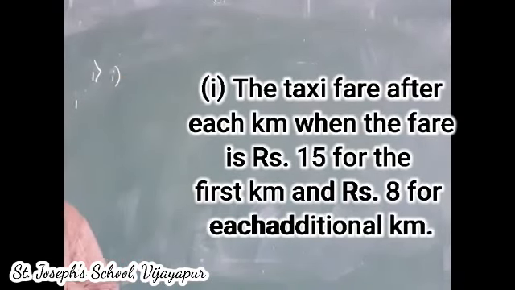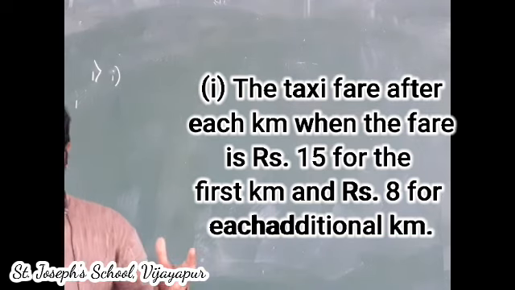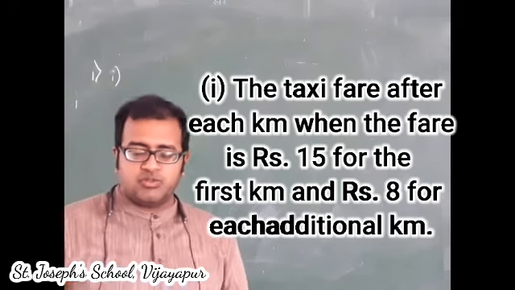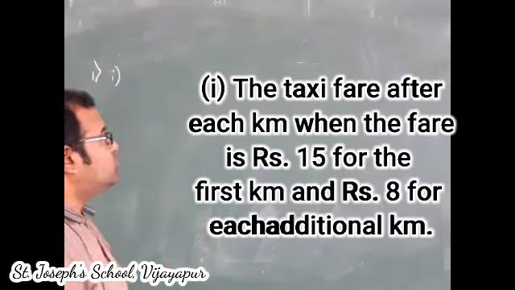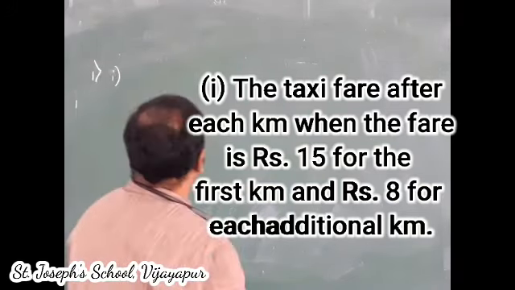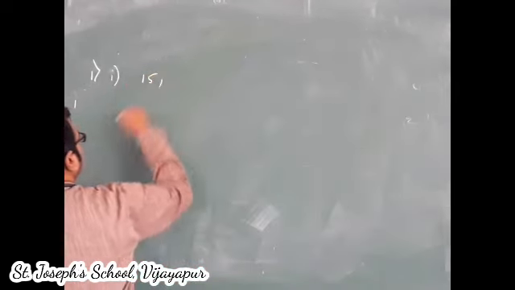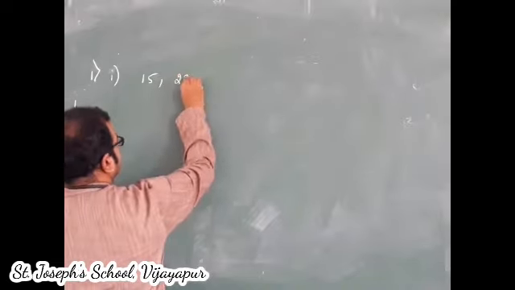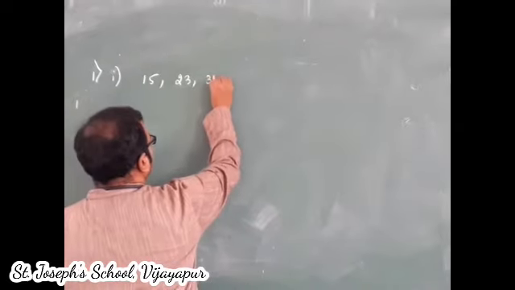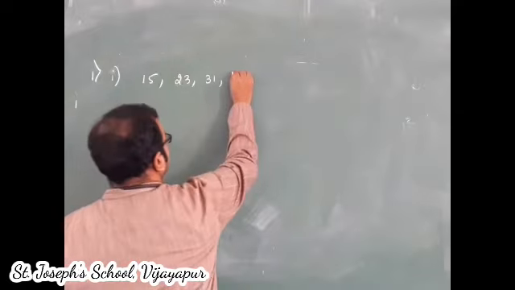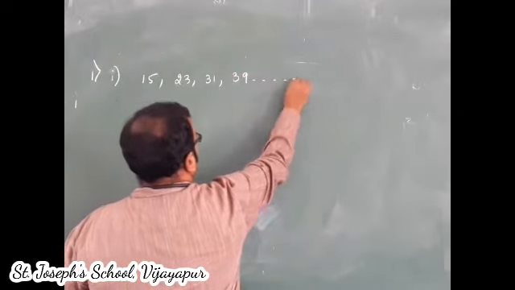So let us start. You see that the taxi fare is given for the first kilometer, that is 15 rupees, and as it goes on it increases by 8. So I am going to write the fare here. The first fare is 15, the next fare is 15 plus 8, that is 23, plus 8 which is 31, plus 8 which is 39, and so on.